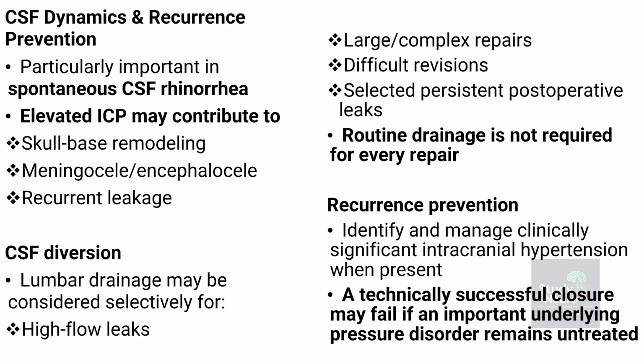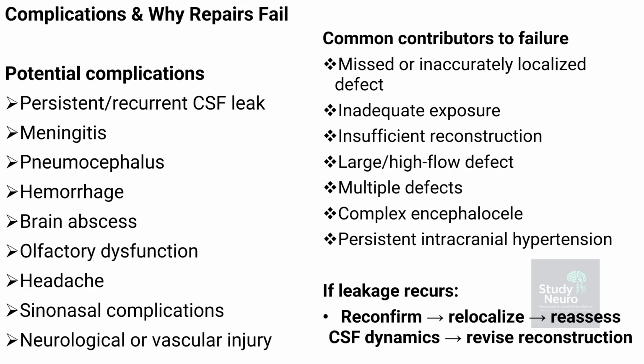Even technically well-performed repairs can fail. Recurrence may present as persistent cerebrospinal fluid drainage, and complications can include meningitis, pneumocephalus, hemorrhage, olfactory dysfunction, or sinonasal problems. When a repair fails, the surgeon should look beyond the graft itself. Was the original defect accurately localized? Was exposure adequate? Was the reconstruction sufficiently robust? Were multiple defects or a complex encephalocele overlooked? Was clinically important intracranial hypertension left untreated? Recurrence should trigger reassessment, not simply repetition of the same repair.